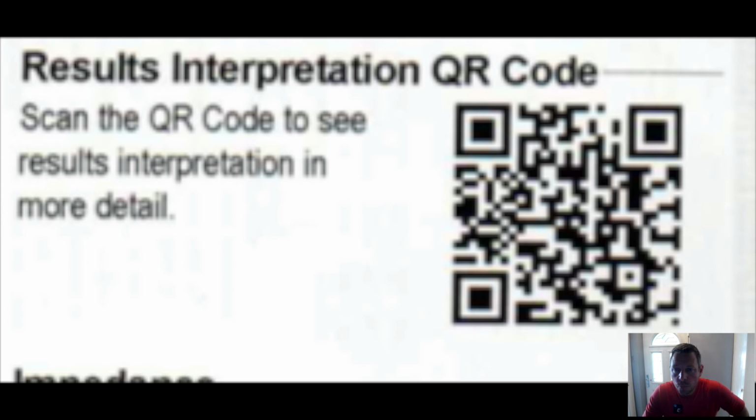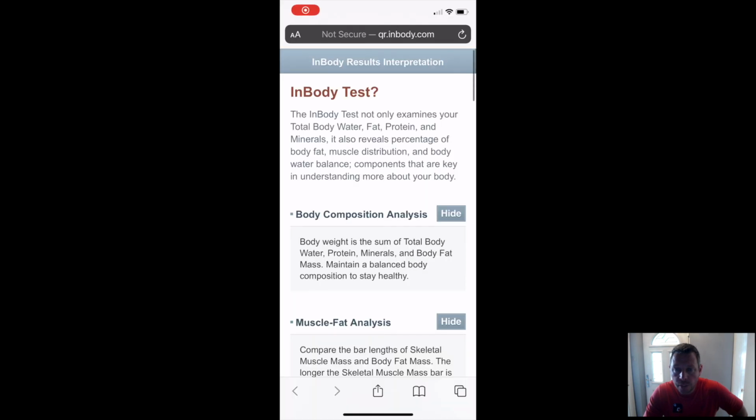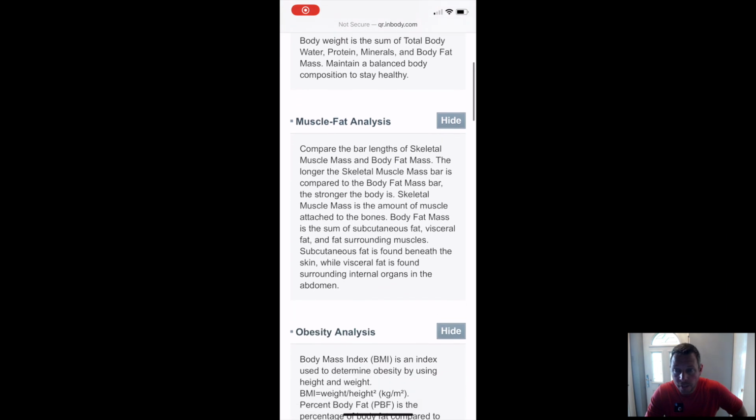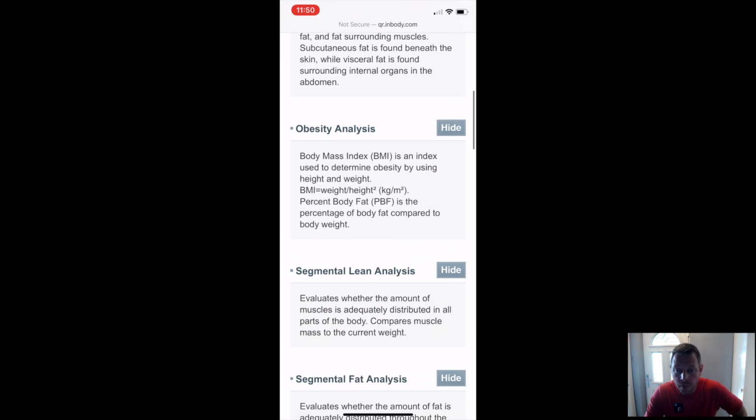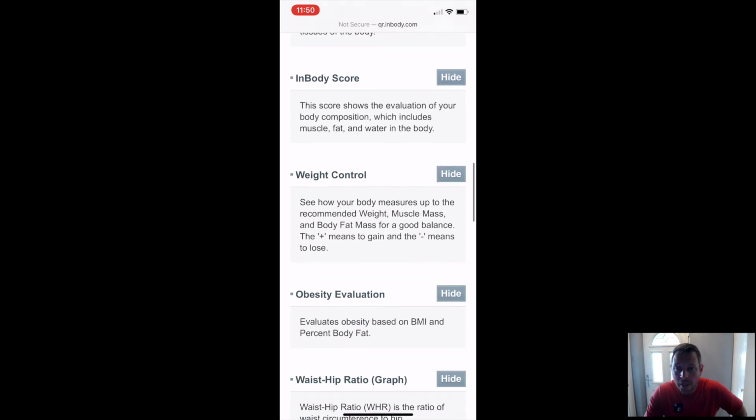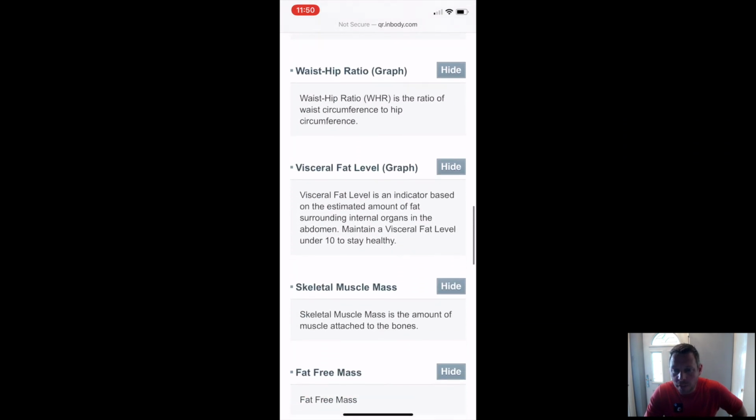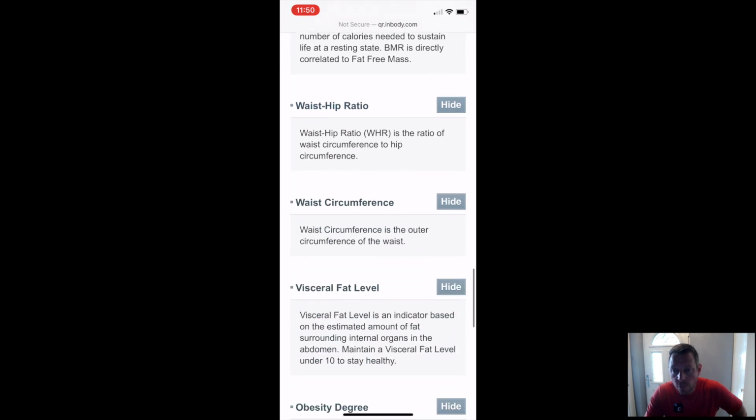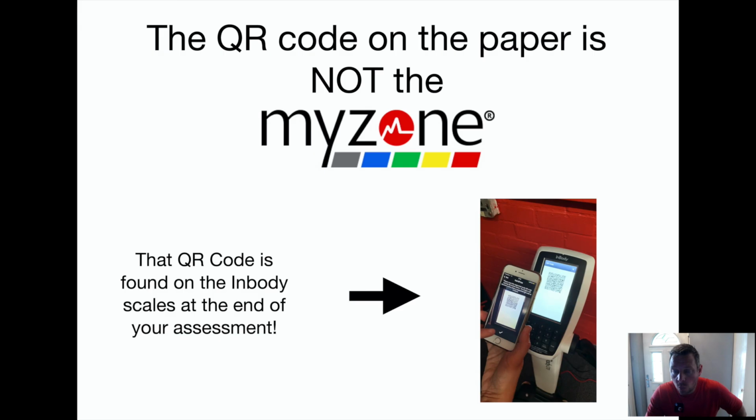So the results interpretation QR code, basically if you scan this with your phone, it will take you to a website which tells you the information in text, like you're seeing here, that I've spent the time talking through. So if you've got to this point in the video, then you probably don't need this. But if you want to look at it written down from their website, this is where it is, and it explains what most of the things are that we've gone through.